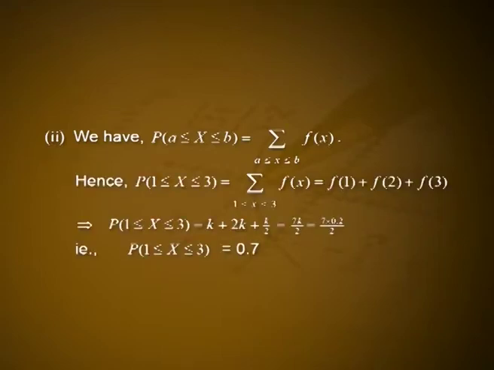Number 2, we have P of a less than or equal to x less than or equal to b, that is equal to summation over a less than or equal to x less than or equal to b f of x. Hence, P of 1 less than or equal to x less than or equal to 3, that is equal to summation over 1 less than or equal to x less than or equal to 3 f of x, that is equal to f of 1 plus f of 2 plus f of 3. This implies P of 1 less than or equal to x less than or equal to 3, that is equal to k plus 2k plus k by 2, that is equal to 7k divided by 2, that is equal to 7 into 0.2 divided by 2, that is equal to 0.7.